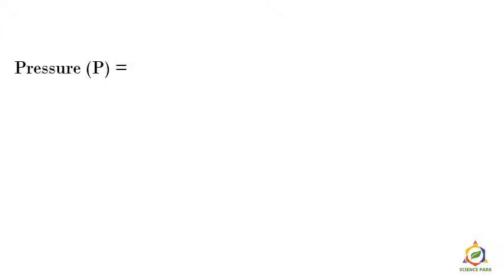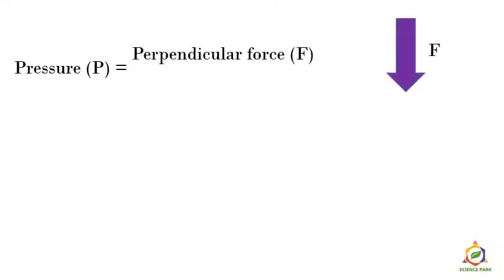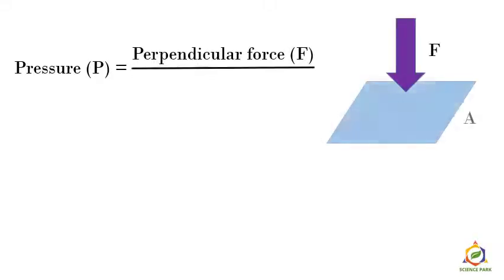Now we will look at the formula for pressure, which is denoted by P, and that is equal to the perpendicular force divided by the area on which it is applied. That is, P is equal to F divided by A.